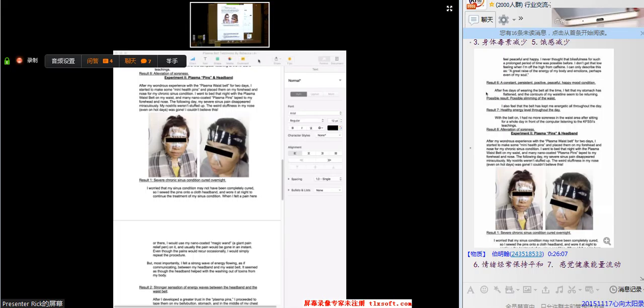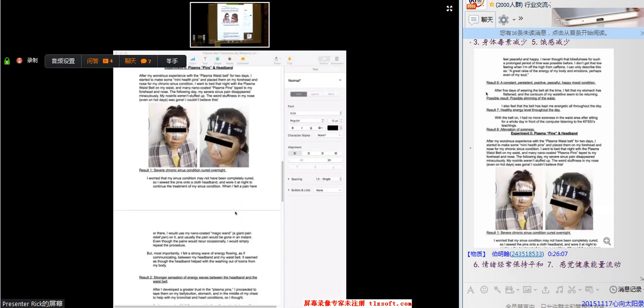The following day, my severe sinus pain disappeared miraculously. My nostrils weren't stuffed up. The weird stuffiness in my nose, even on hot days, was gone. I couldn't believe this. Result 1, severe chronic sinus condition cured overnight.